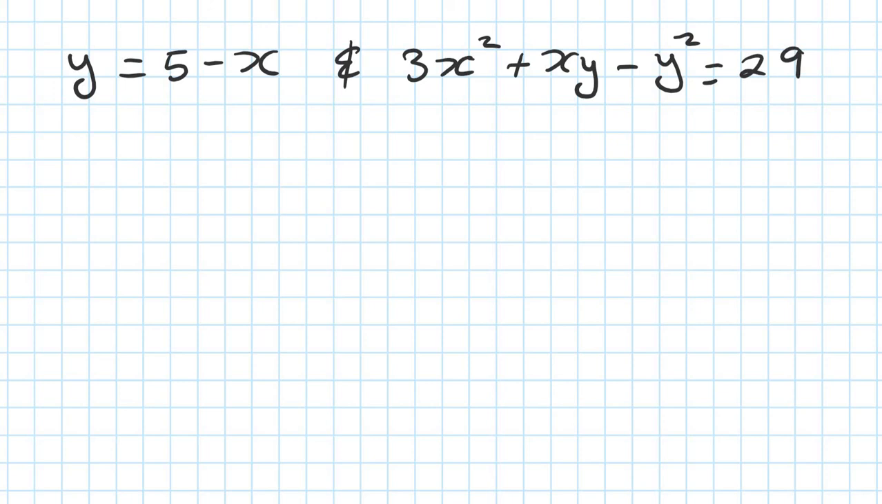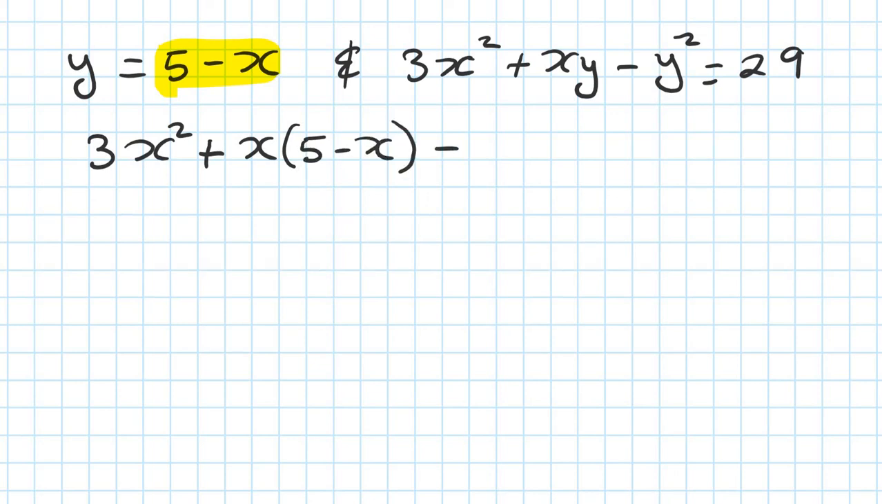Now with this question, we have y equals 5 minus x and 3x squared plus xy minus y squared equals 29. So this means that every time we see y, we must replace it with 5 minus x. Looking at the second equation, we have 3x squared plus xy, but y is 5 minus x, so I put 5 minus x, minus y squared, which is open bracket 5 minus x all squared, which is equal to 29.